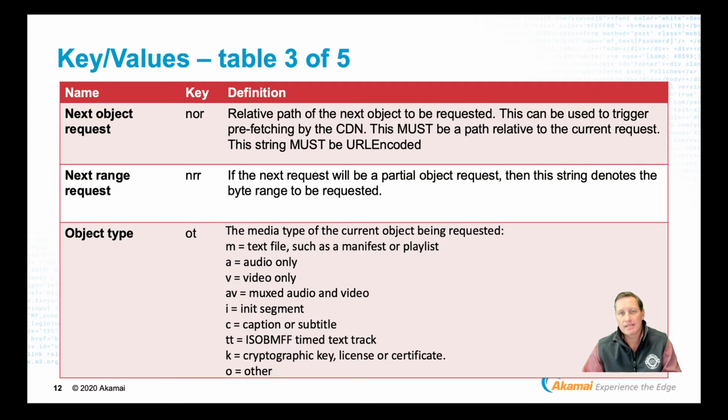Next object request, next range request. These are ways in which the player can hint to the CDN what is the next object that it's about to fetch. The CDN can prefetch this object, pull it to the edge from the origin, which is usually a longer journey, so that it's there and can be delivered immediately when the player next requests it.